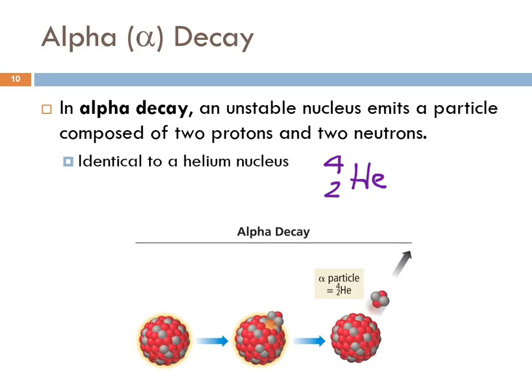So the only way you're going to get helium nuclei is from radioactive decay, because you're not going to pull electrons off a helium atom. It's very noble. Very noble.